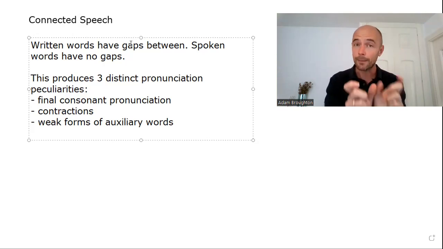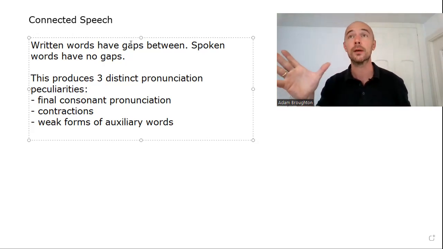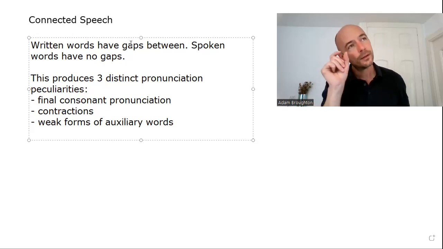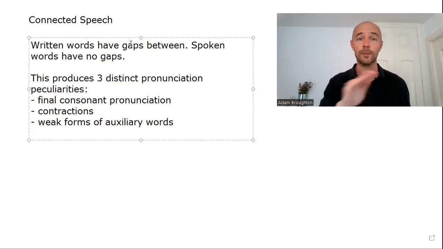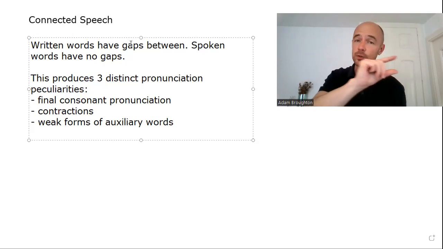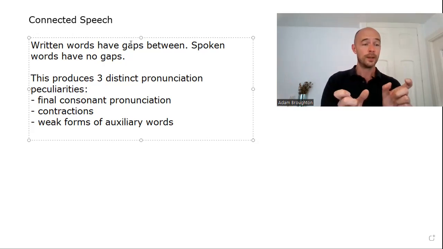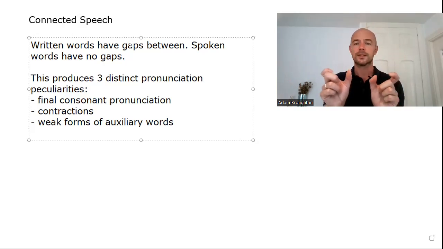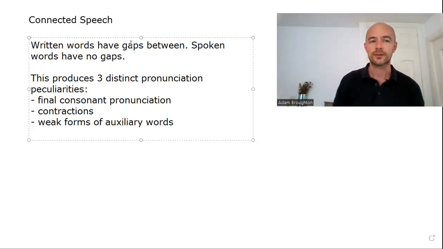Written words have gaps between them, but spoken words and spoken language have no gaps between them unless there is a full stop in its written form or a comma in its written form. That's the only time that there are gaps. Otherwise, it's one long continuous string of sounds. So it's your job to separate these individual words from one long string of continuous sounds.